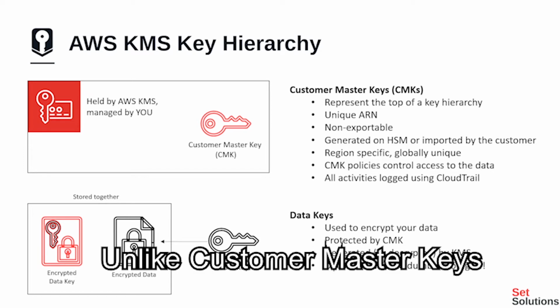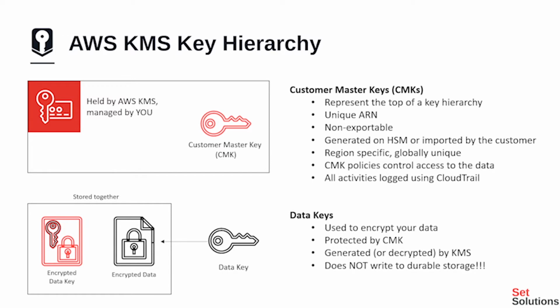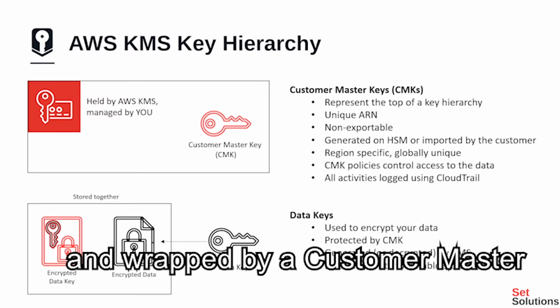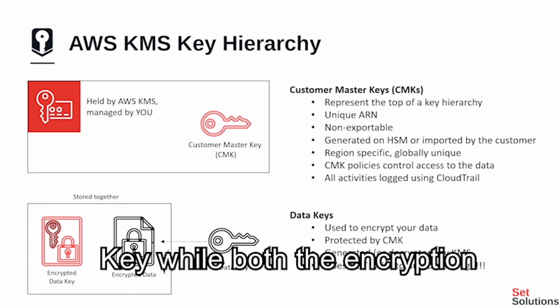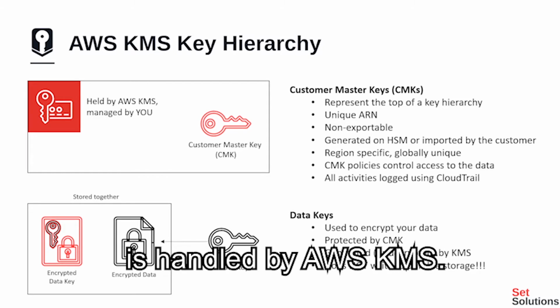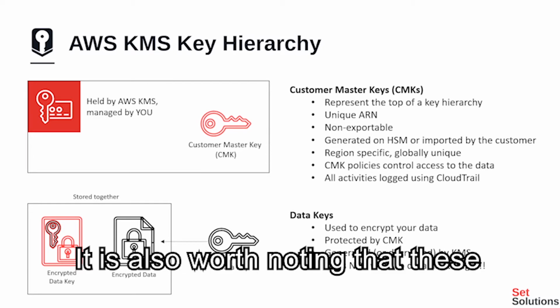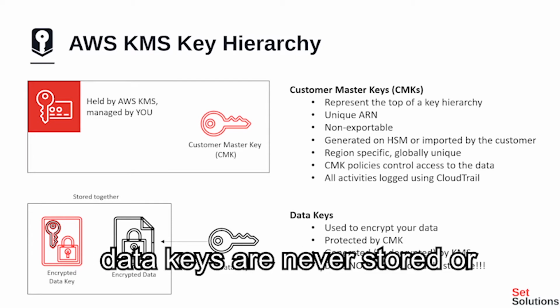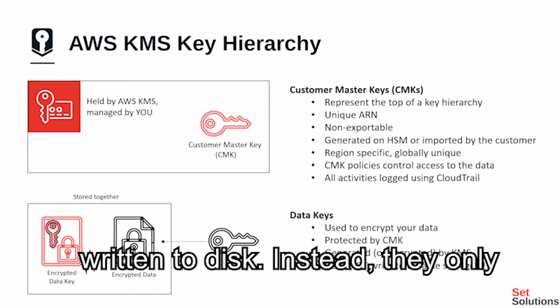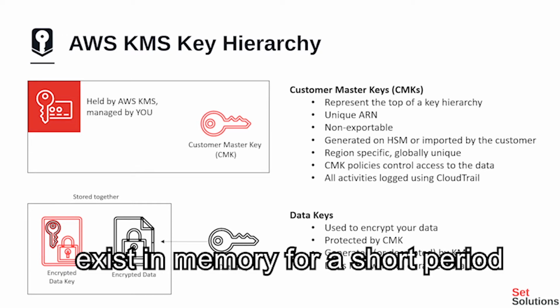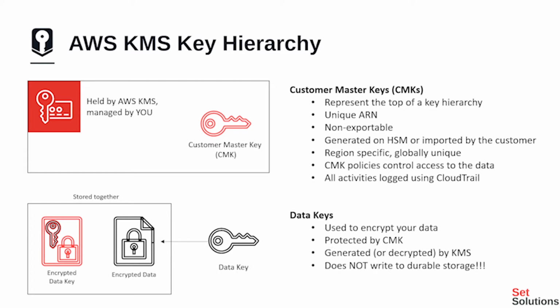Unlike customer master keys, data keys are used to encrypt your data. These data keys are protected and wrapped by a customer master key, while both the encryption and decryption of the data key is handled by AWS KMS. It is also worth noting that these data keys are never stored or written to disk. Instead, they only exist in memory for a short period of time before being purged from memory.